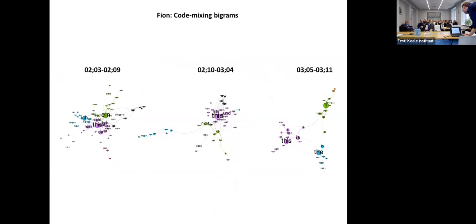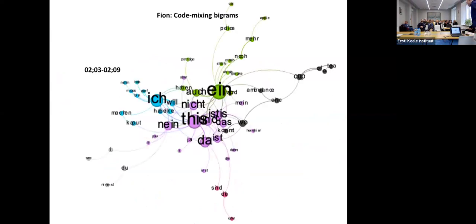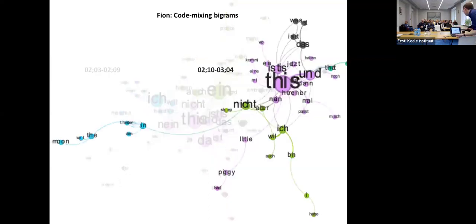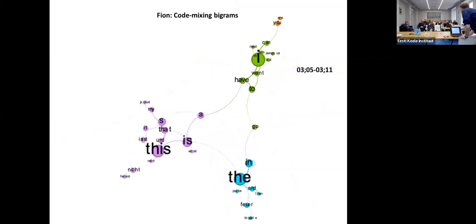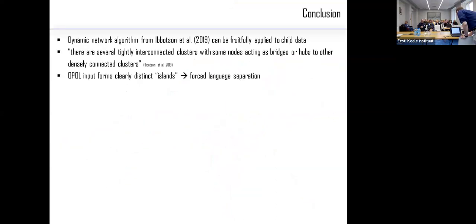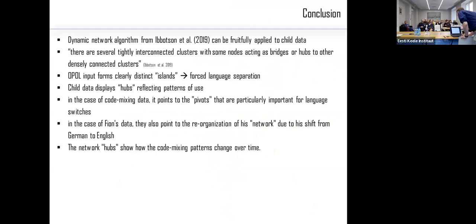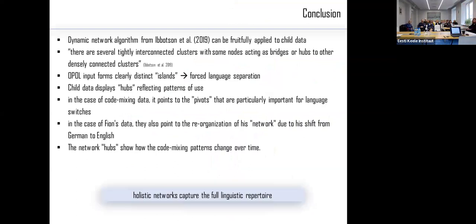And now zooming in on only the code mix data, we see quite clearly that there are lots of hubs that serve as the pivots again for code mixing, for example, pronouns like this, but also words like und, so a German for and, that are particularly salient here. So for reasons of time, I will just skip to the conclusion.